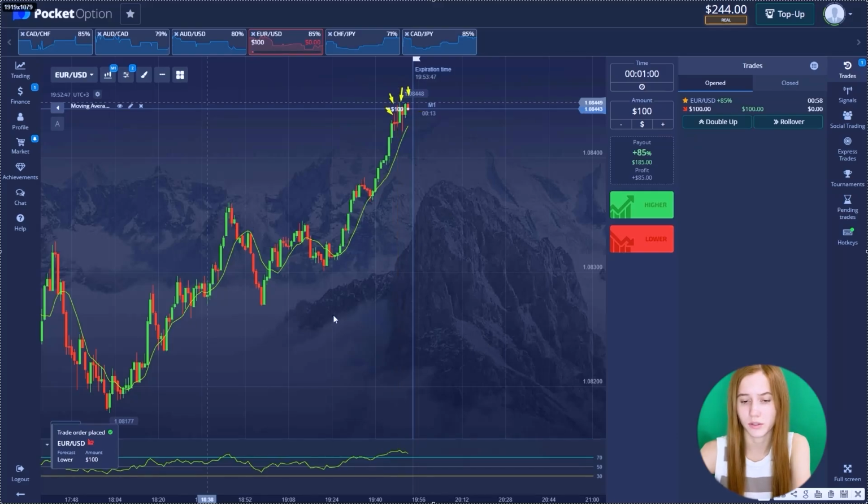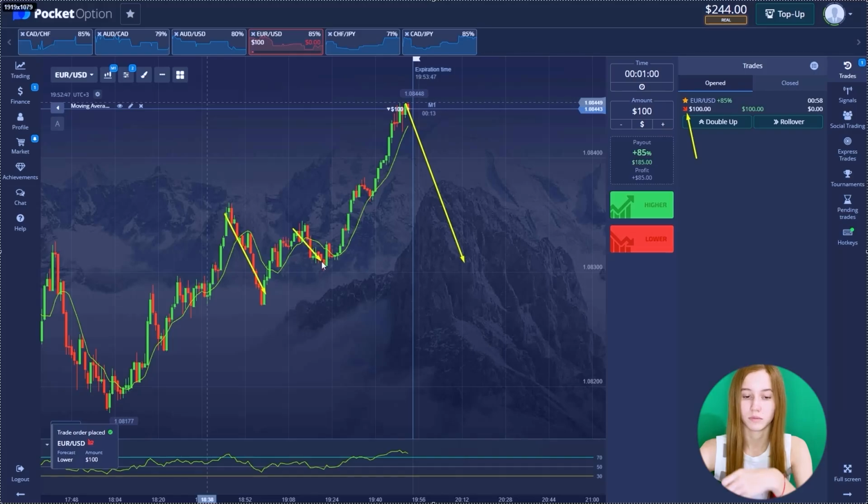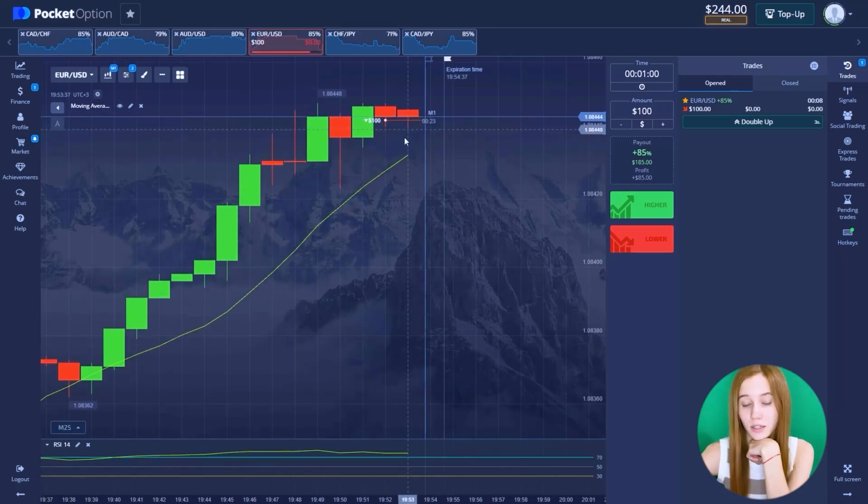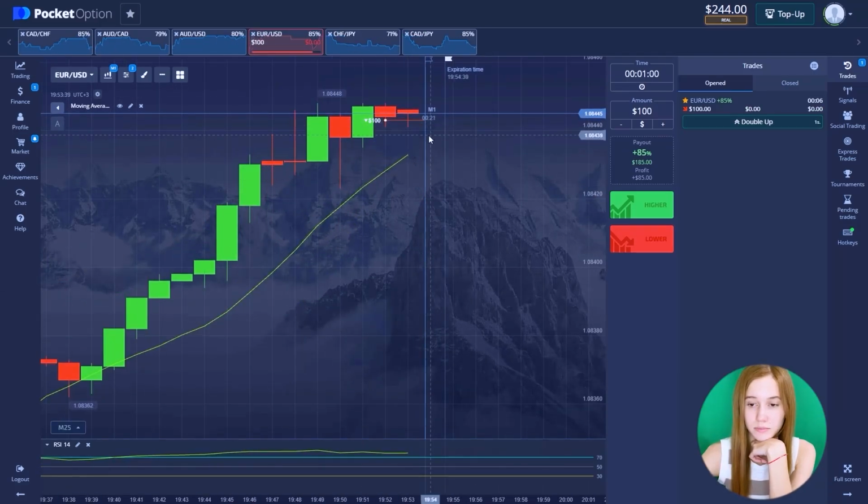Yeah, we see it for several candles already. So that's why we open down. Let's see. 11 seconds left until the end. Let's zoom it.